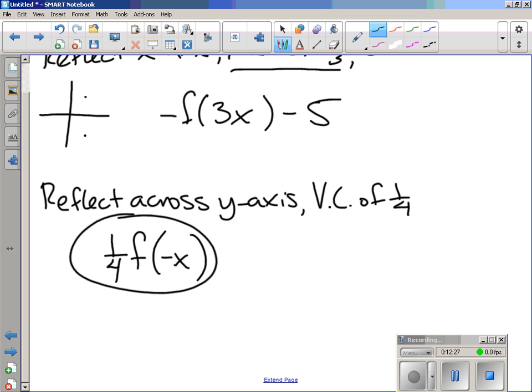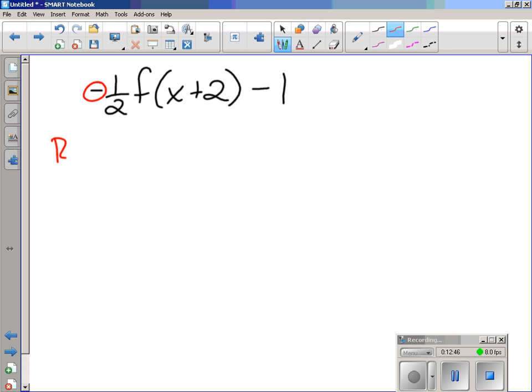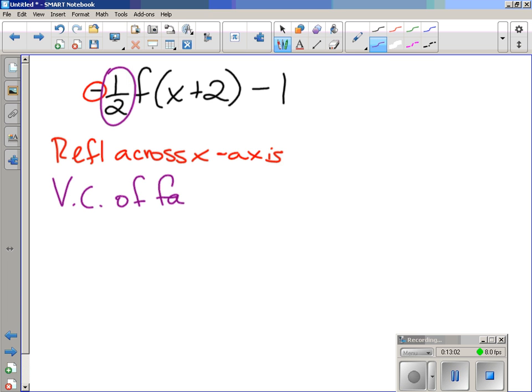What if I flip it around? What if I give you something like this? And I asked, what are the transformations that are shown? Well, the negative in front, that's a reflection across the x-axis. The 1/2 is a vertical compression of factor 1/2.